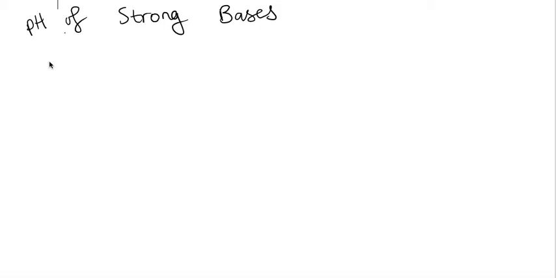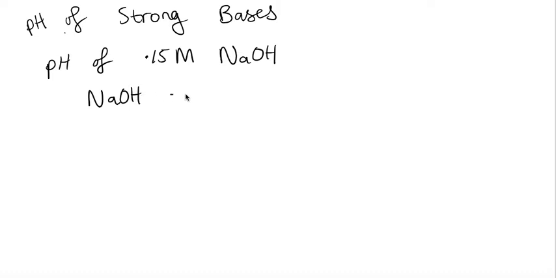So we want to find the pH of 0.15 molar NaOH. And again, this one is easy because they've given us the molarity. So we can go straight on to the step where you're looking at the dissociation. So NaOH breaks down into an Na plus and an OH minus.